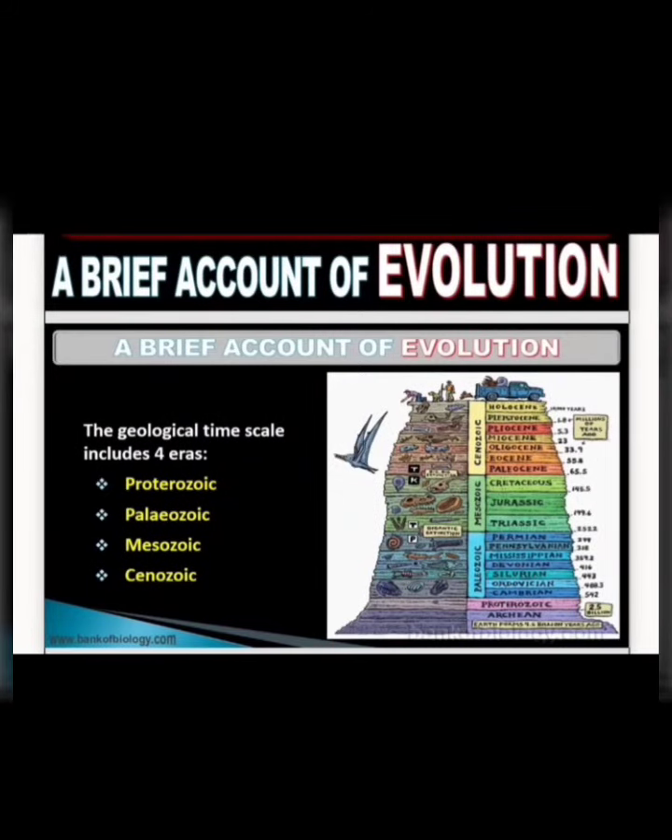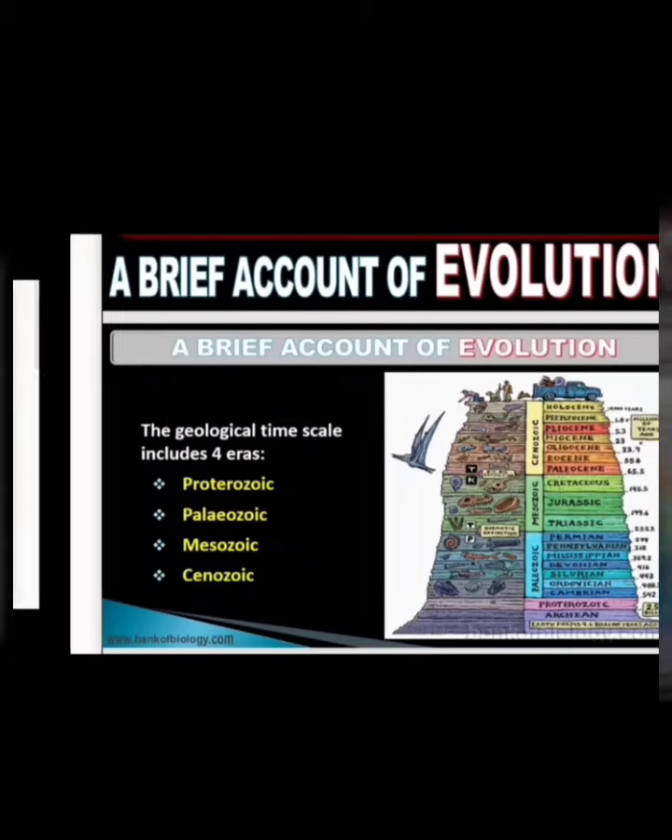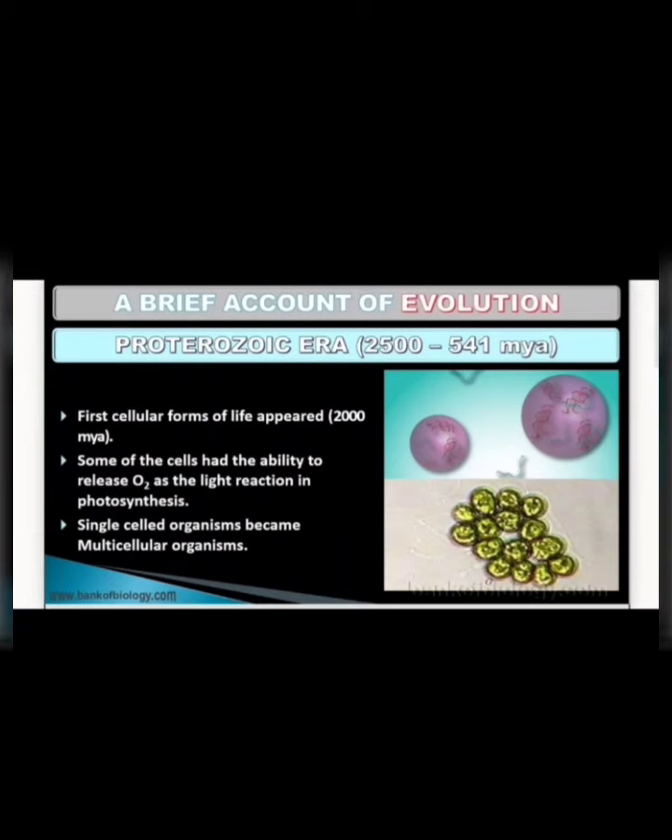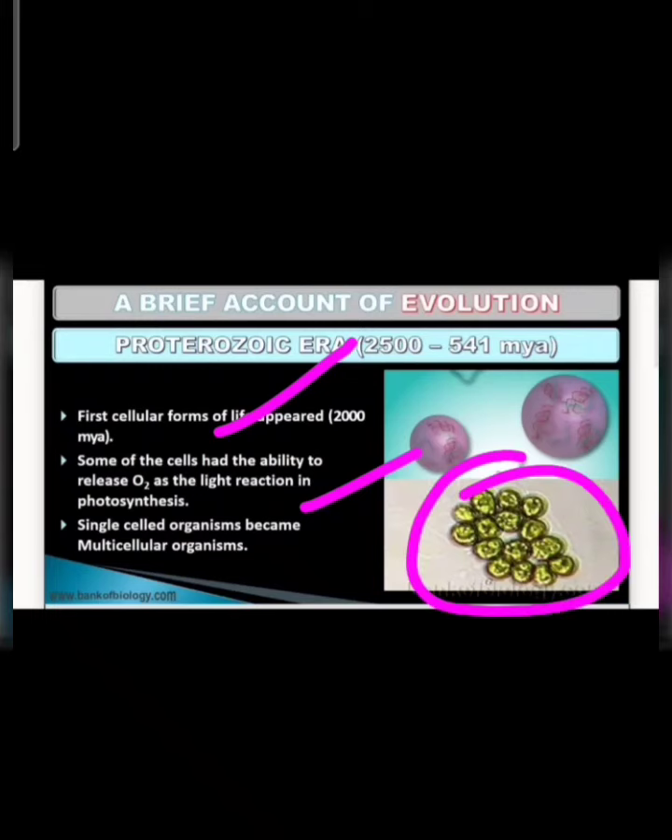The eras are the Proterozoic era, Paleozoic era, Mesozoic era, and Cenozoic era. The Proterozoic era is from 2500 to 541 million years ago. Here the first cellular forms, unicellular, appeared around 2000 million years ago. Some of the cells had the ability to release oxygen as the light reaction in photosynthesis. Some of the unicellular organisms were also able to perform photosynthesis and give off oxygen.